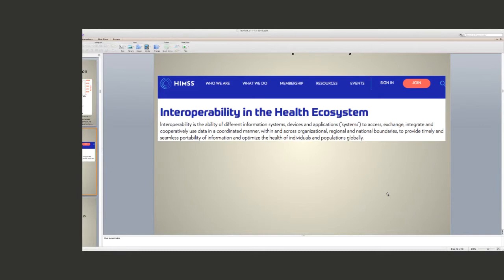of synergy. Okay, so in the title of this talk, we talked about interoperability. This is HIMSS definition of it: interoperability, ability of different information systems, devices, and application systems to access, exchange, integrate, and cooperatively use data in a coordinated manner within and across organizational, regional, and national boundaries, so to provide timely and seamless portability of information and optimize the health of individuals and populations globally.